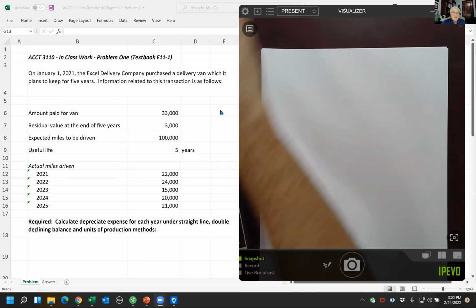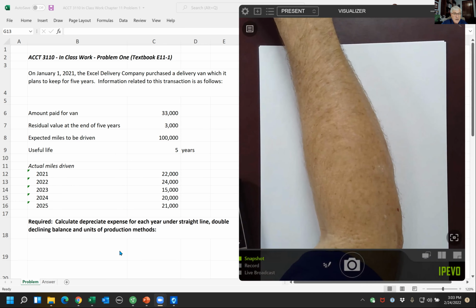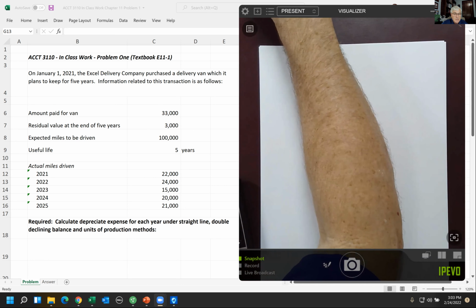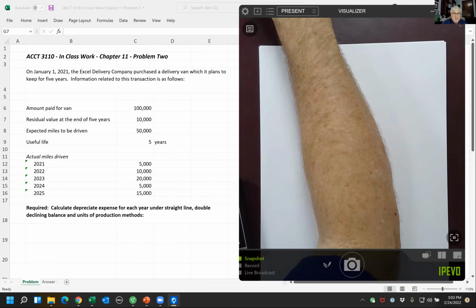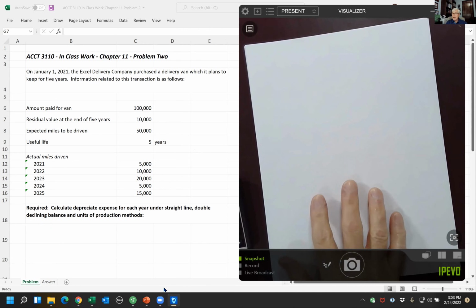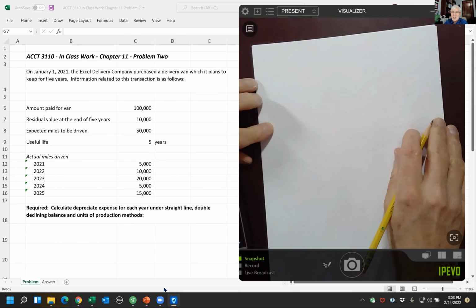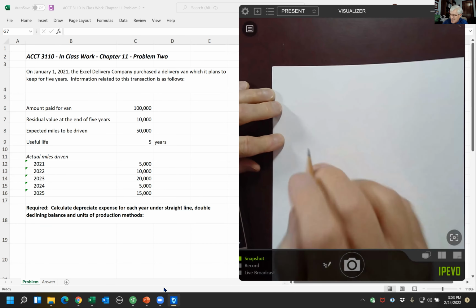All right. Let's do problem number 2. Okay, now we have a $100,000 van and 10,000 residual value, expected miles to be driven, 50,000. We have the same 5-year useful life, so again, I'm going to do this a lot faster than I did last time because you've already seen this now, and I'll probably do less talking.